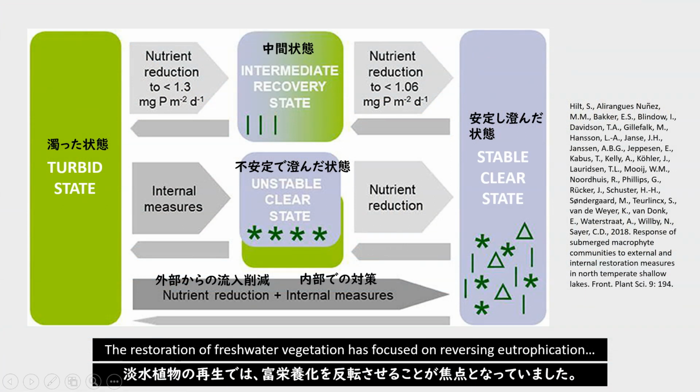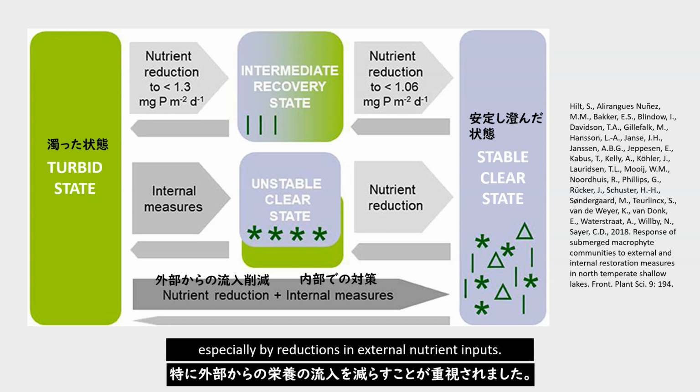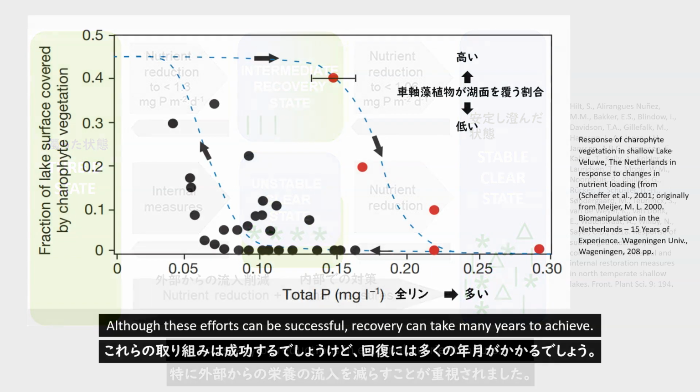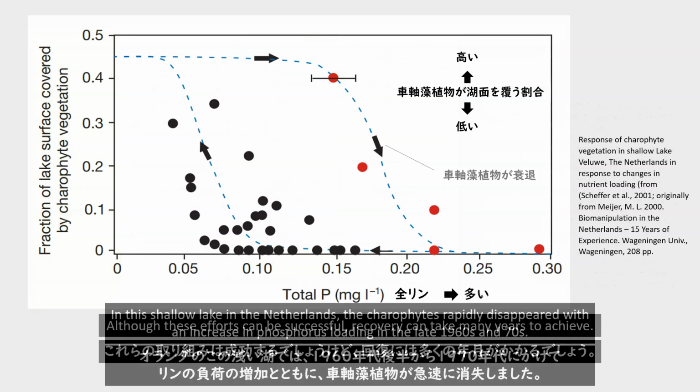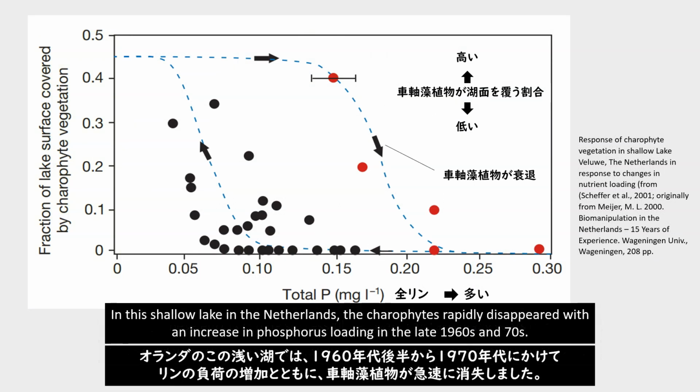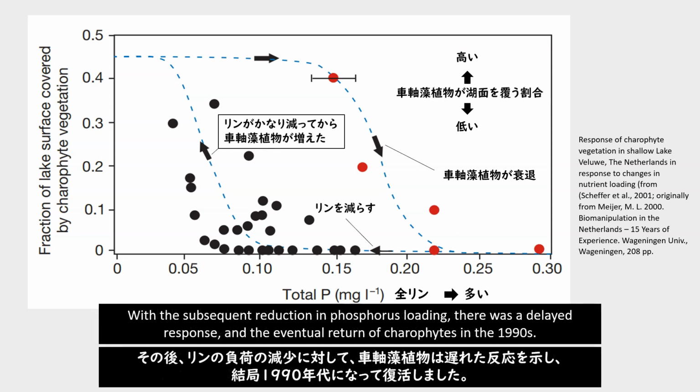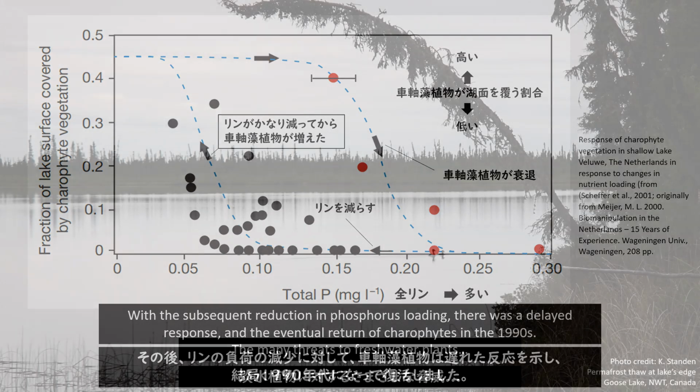The restoration of freshwater vegetation has focused on reversing eutrophication, especially by reductions in external nutrient inputs. Although these efforts can be successful, recovery can take many years to achieve. In this shallow lake in the Netherlands, the charophytes rapidly disappeared with an increase in phosphorus loading in the late 1960s and 1970s. With the subsequent reduction in phosphorus loading, there was a delayed response and the eventual return of charophytes in the 1990s.